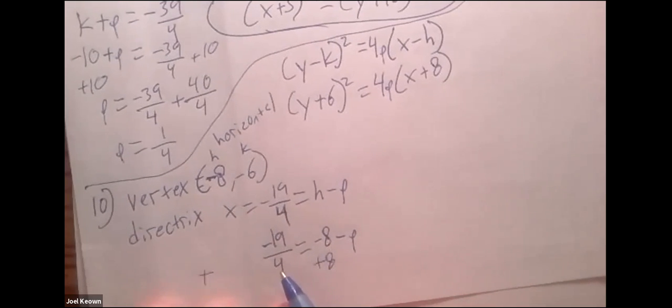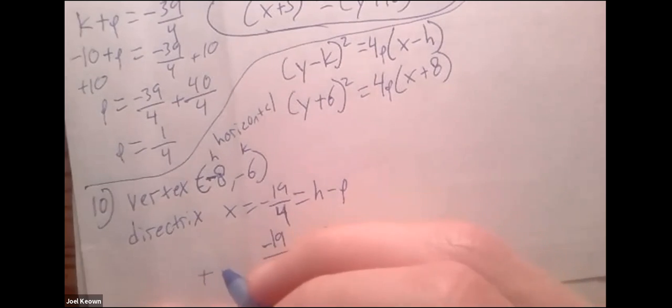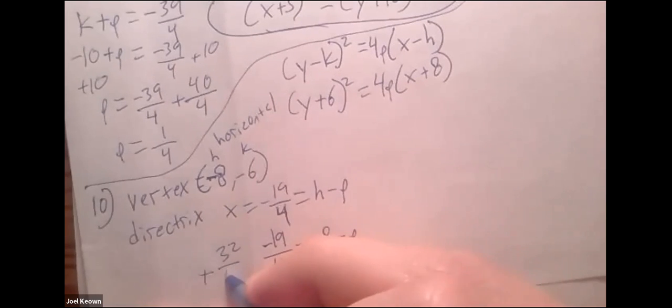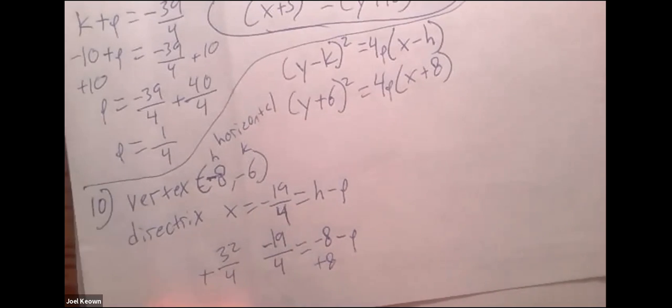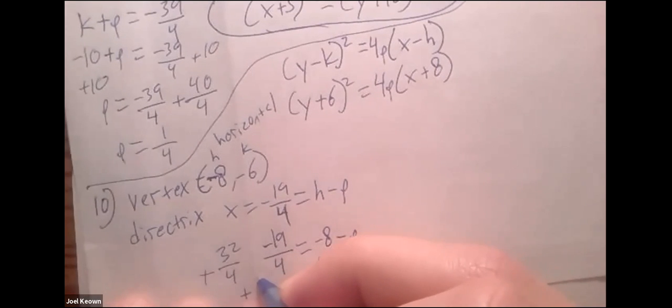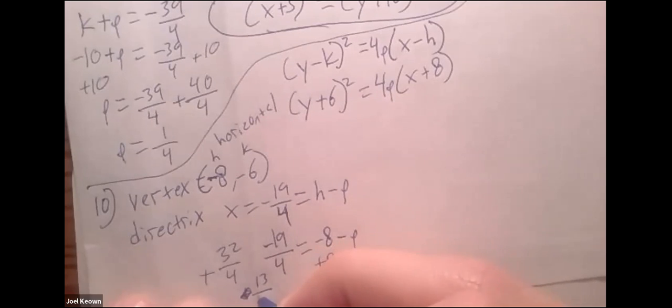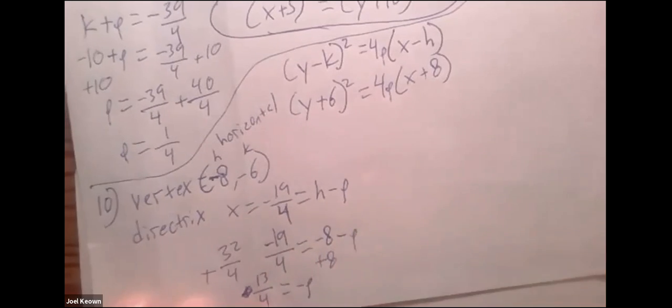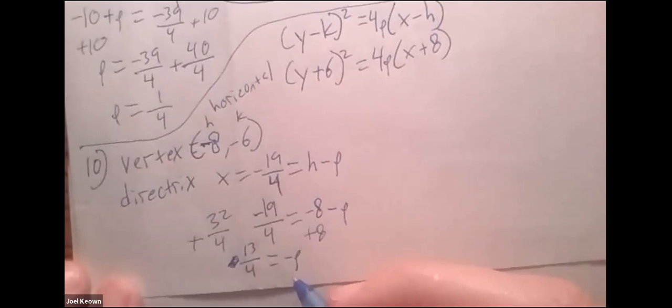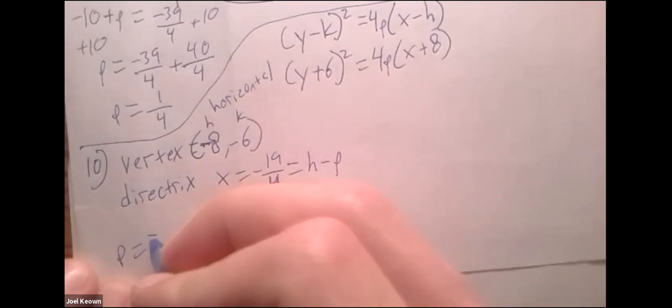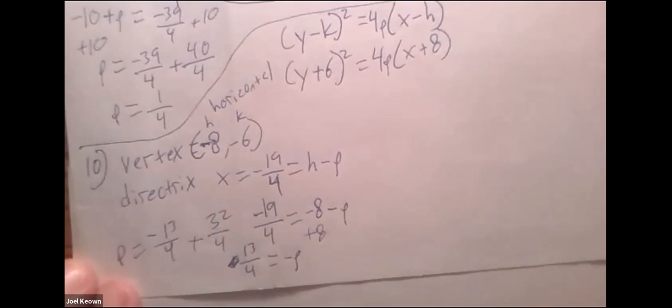But when I add it over here, 8 times 4 is what? Now let's see here. 2 times 8 is 16. Double that, and I get 32 over 4. 32 minus 19 is 13. So 13 over 4 is negative p. Well, if 13 over 4 is negative p, that means multiply both sides by -1. P equals negative 13 over 4.